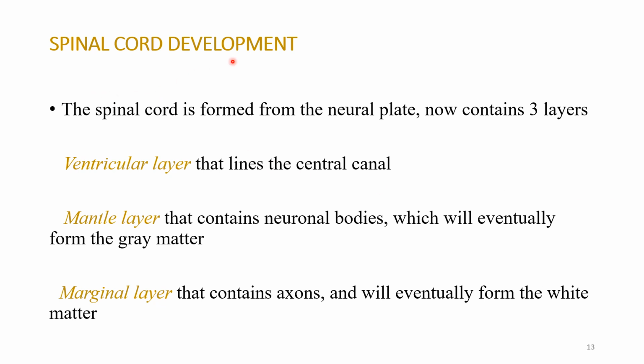Then coming to spinal cord development. It is formed from the neural plate and contains three layers: the ventricular layer, mantle layer and marginal layer. The ventricular layer lines the central canal. The mantle layer contains the neuronal bodies and forms the gray matter. The marginal layer contains the axons and forms the white matter. So, three layers from the inner side to the outer side: ventricular layer, mantle layer and marginal layer.